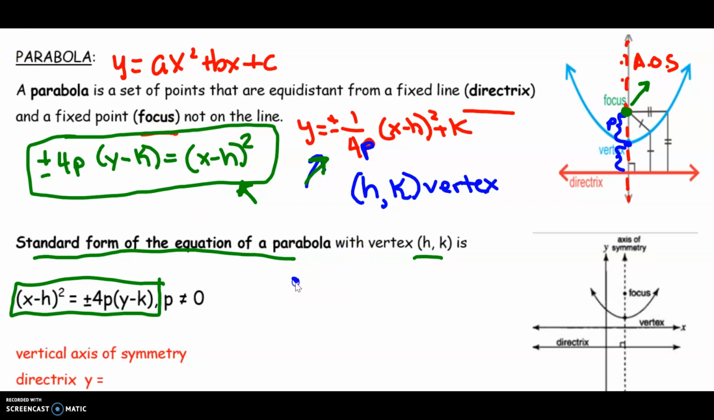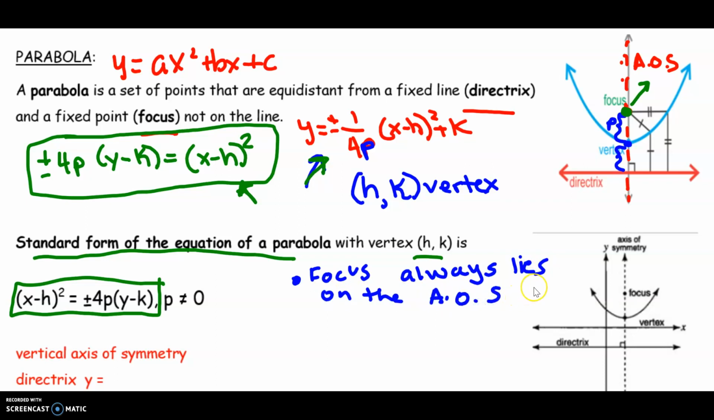So you want to write here that the focus, that point called the focus, always lies on the axis of symmetry. And I'm just going to write axis of symmetry as AOS.